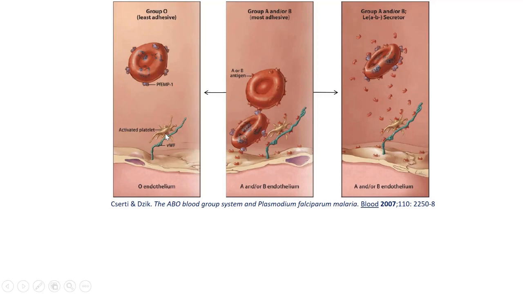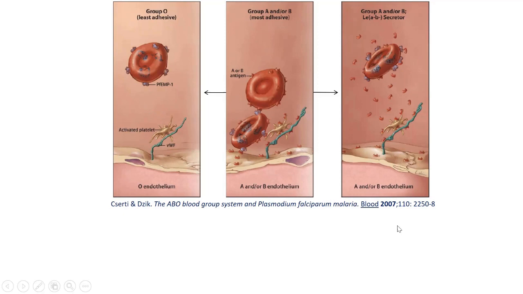Shifting left, the contrast then is the group O person, where PfEMP has nothing to bind to. This is now an unstuck erythrocyte that will more readily flow into the spleen and have the range of infection thereby limited in this innate way. The spleen is able to act before any adaptive immune system response kicks in. It is essentially an innate filter.